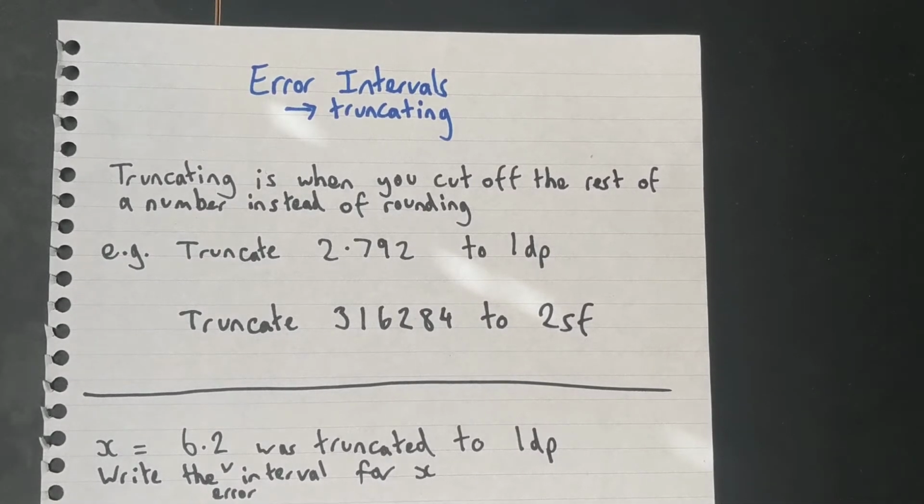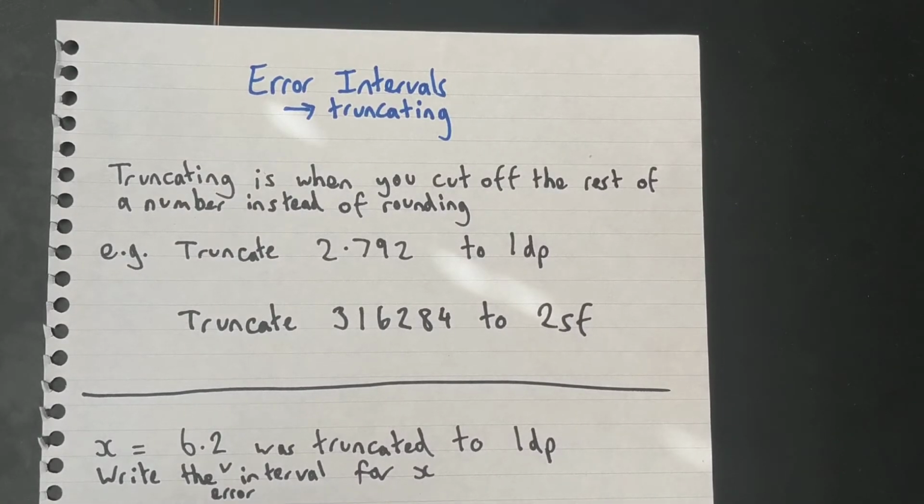Hello and welcome to this quick video where I'm just going to talk about error intervals and truncating. Now, truncating is when you cut off the rest of a number instead of rounding, so you're not looking at what it's closest to, you just cut it off to the degree of accuracy that you've been told.